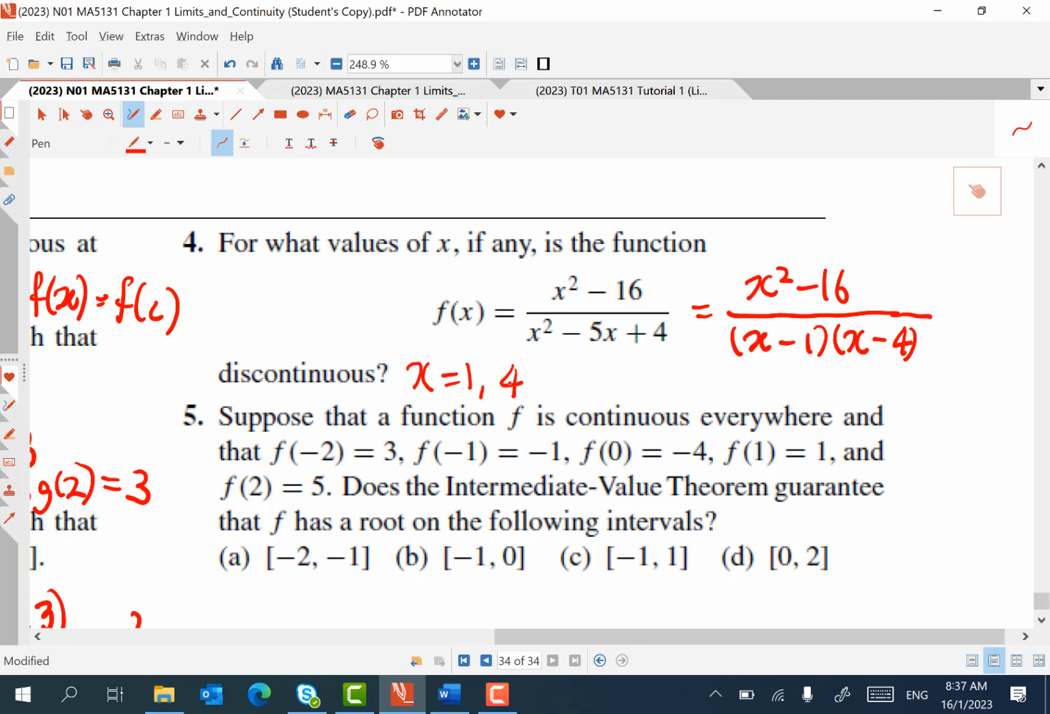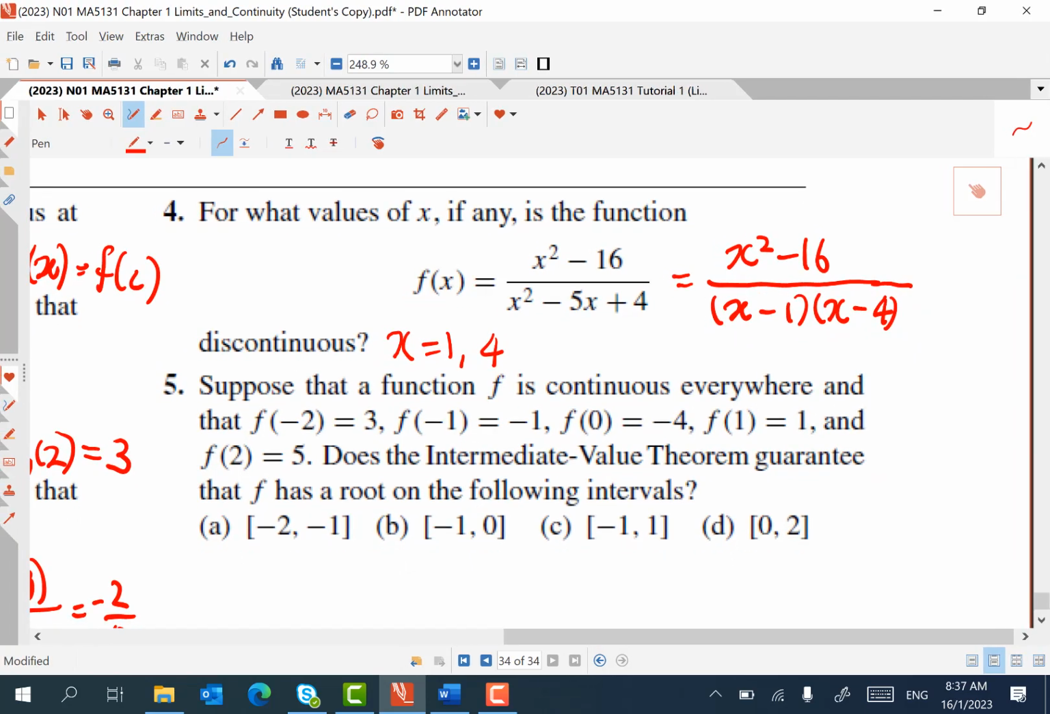However, the question didn't ask for it. Let me ask you, if I ask to discuss the type of discontinuity, let's hear from the next boy. Never mind. Focusing. If I ask you the type of discontinuity, what do you think? Which one is removable?